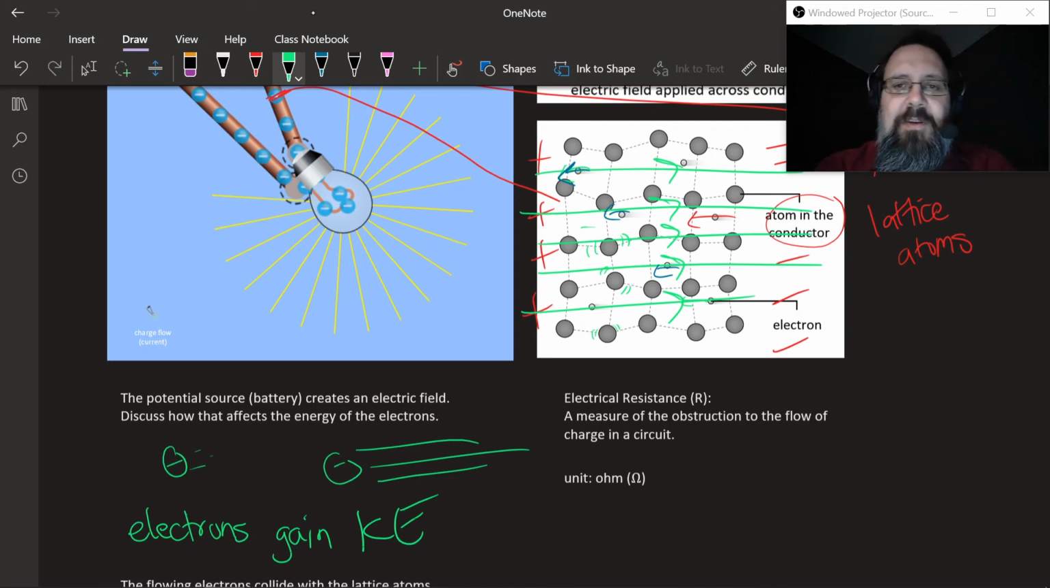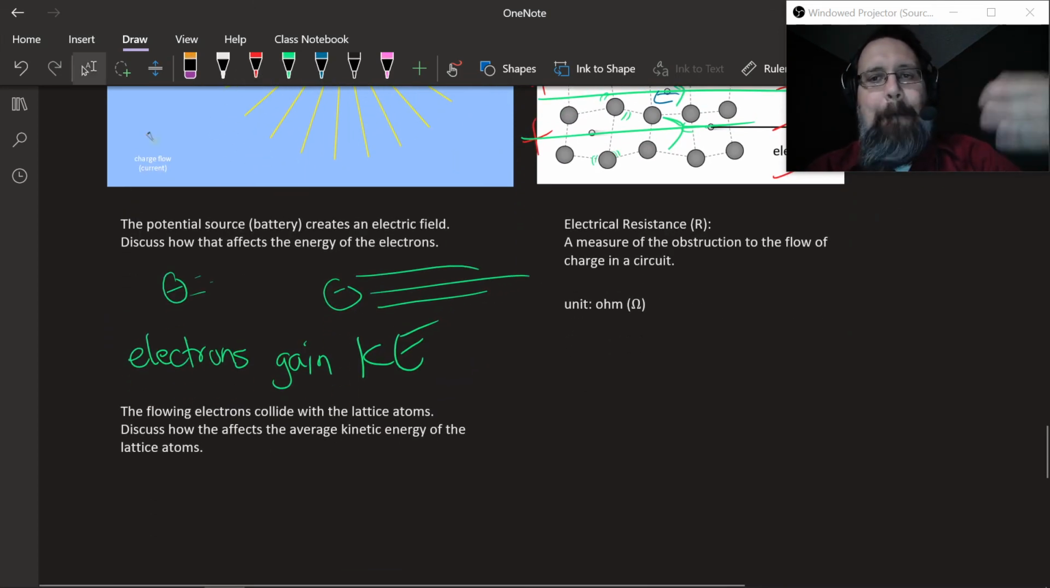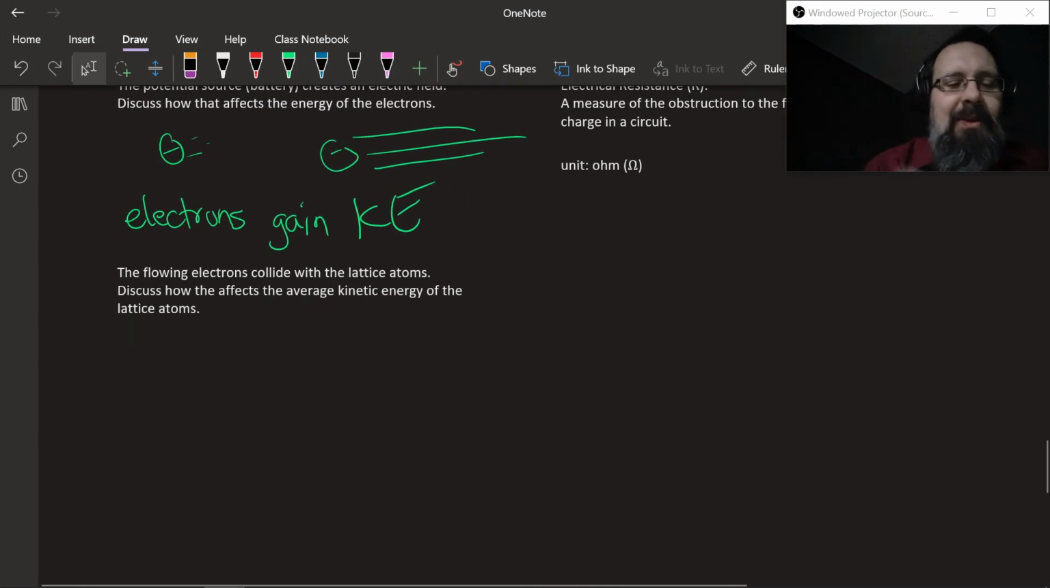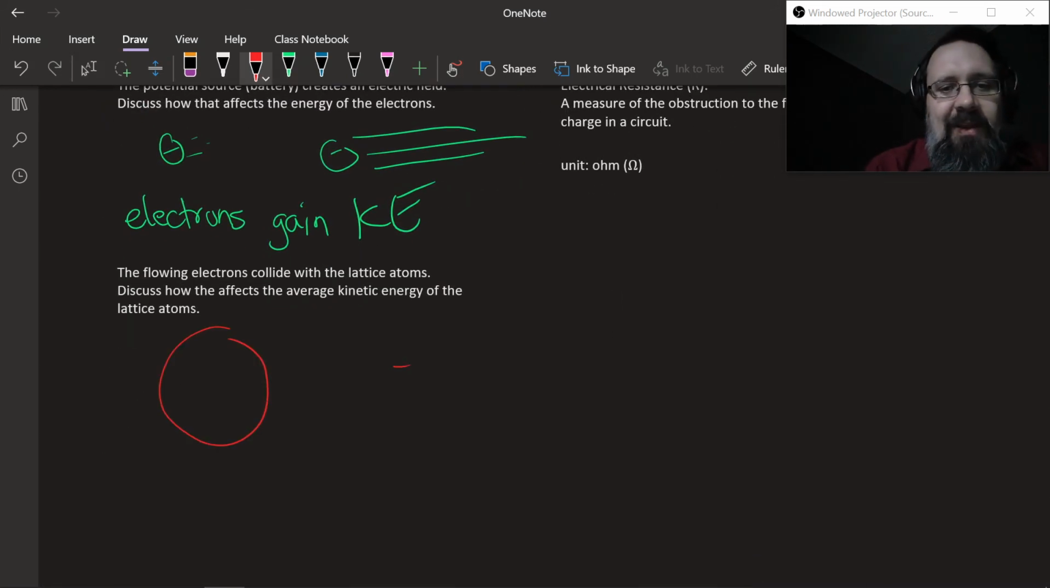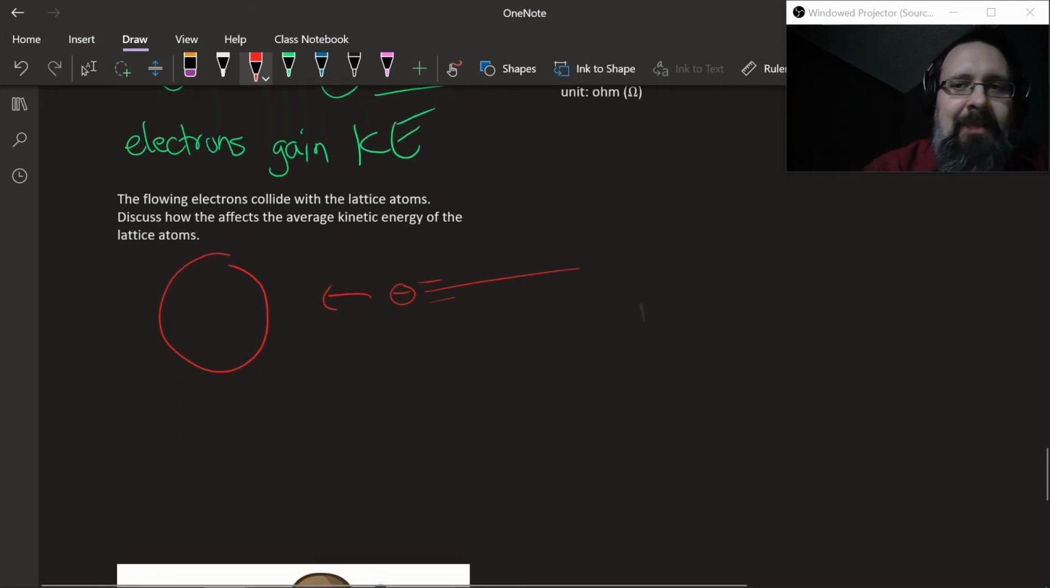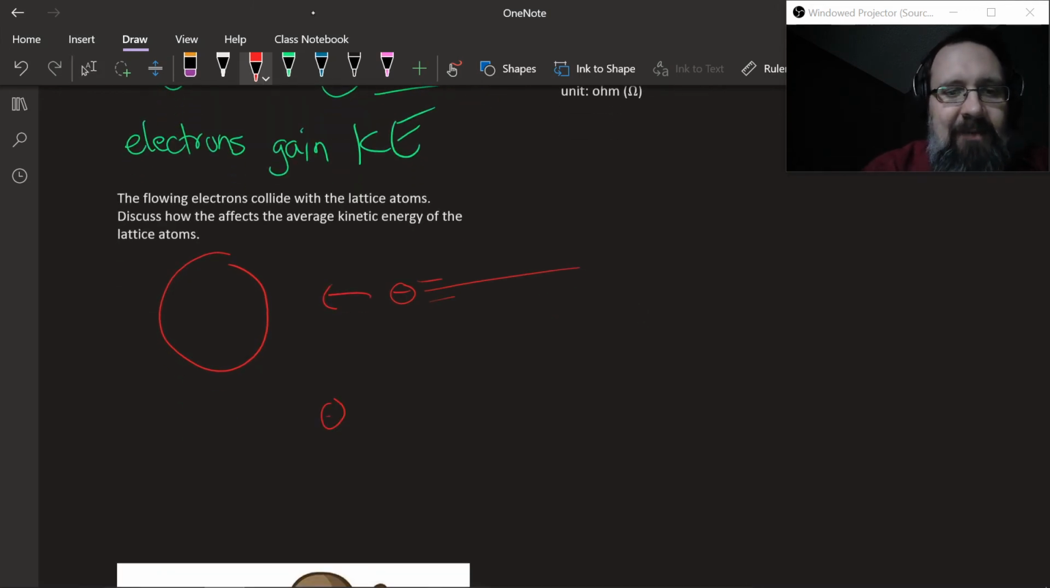So the electric field is going to exert a force on the charges. It's going to speed them up. The electrons are going to gain kinetic energy. But then something happens. What do the electrons do? They bonk into the lattice atoms. So now we've got this fast moving electron, shoom, shoom, shoom, and it's going to smack into the lattice atom. That will slow the electron down or maybe even make it bounce backwards.